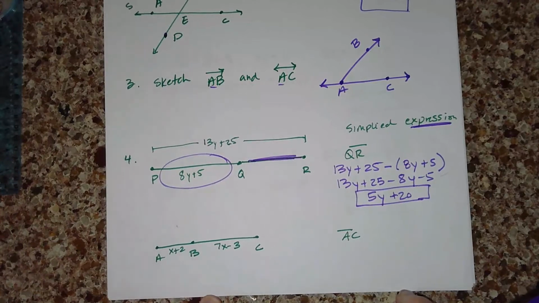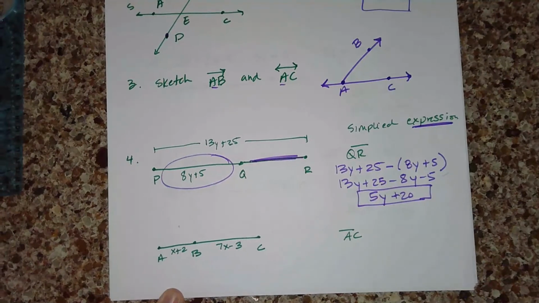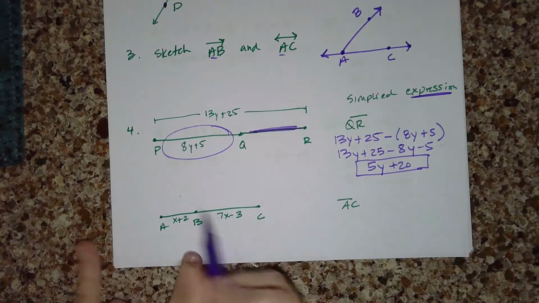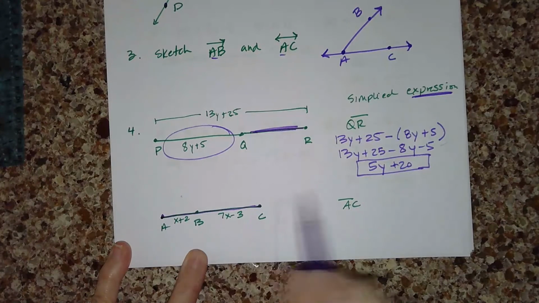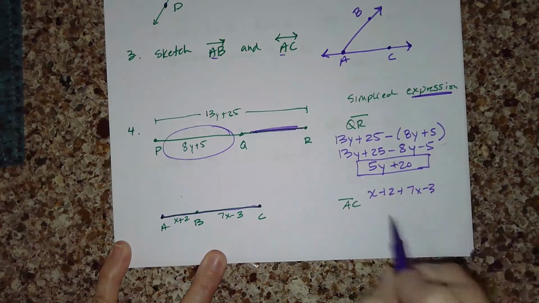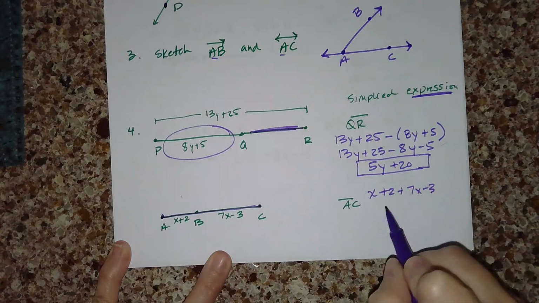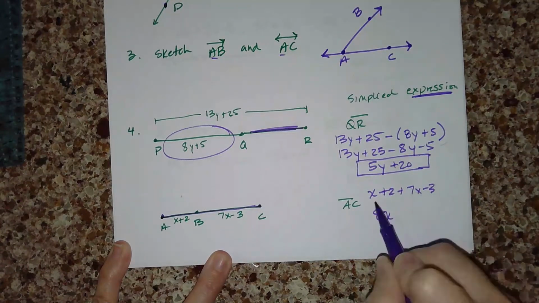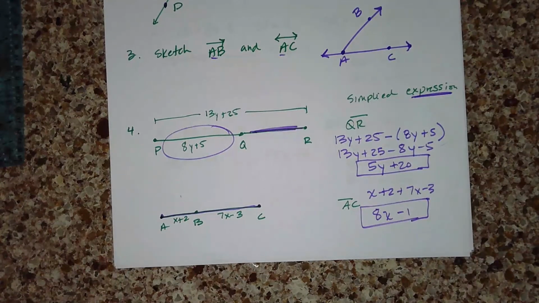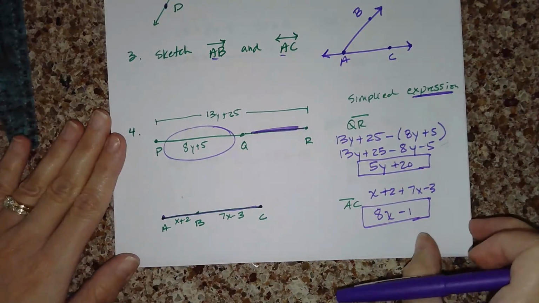On the last one, it gives you a segment addition postulate, but it gives you both pieces. Here, you're looking for an expression. To get from A to C, that's the entire thing, so you're going to add these two pieces together. If I add both those pieces together and combine like terms, I get 8x minus 1. That would be your expression for segment AC.